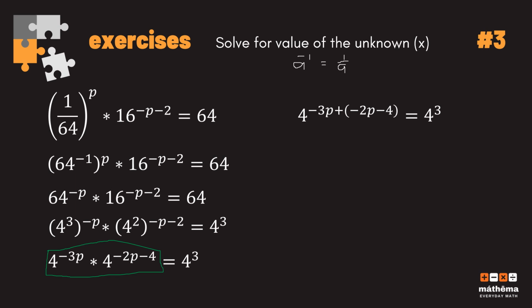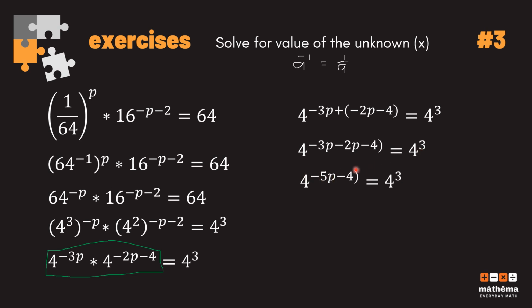So we have, again, if we are multiplying exponents with the same base, we are to copy the base and add the exponents. We have 4 raised to negative 3p plus negative p minus 4 is equal to 4 cubed. And again, simplify. This is what will happen. We have negative 3p minus 2p minus 4. And then, negative 3p minus 2p is just negative 5p minus 4. And then that will give us again 4 cubed.